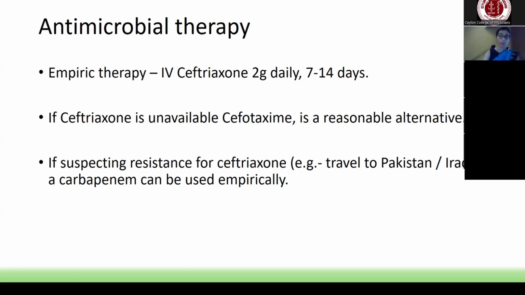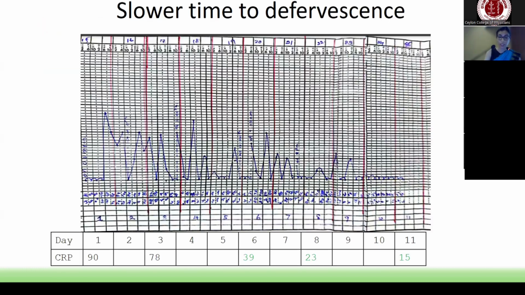So this is the fever chart of the first patient I described. Typhoid has a particularly slower time for defervescence. You can see that from day 1, the CRP has dropped from 90 to 39 by day 6, but still the patient is having high fever spikes. And by day 8, the CRP is 23, but still the fever spikes are going on. And the defervescence occurs only by day 10.